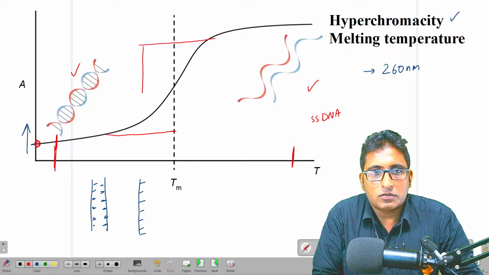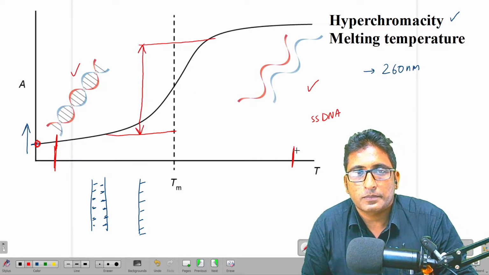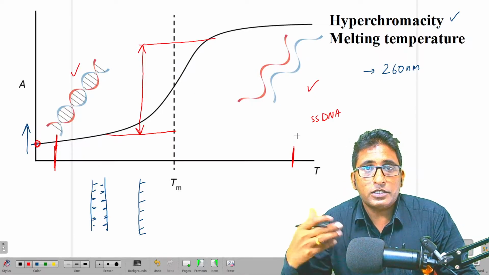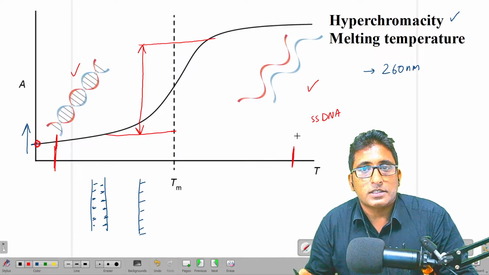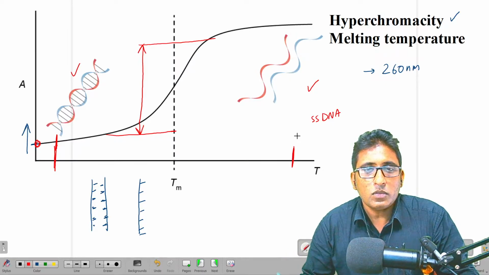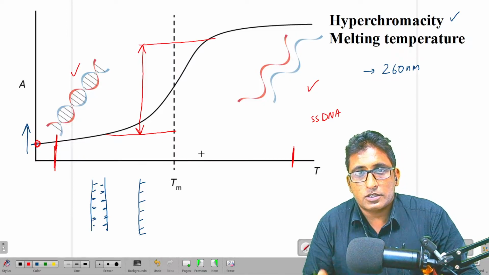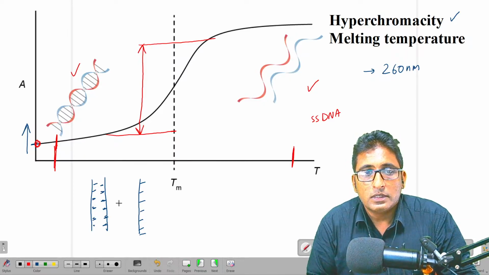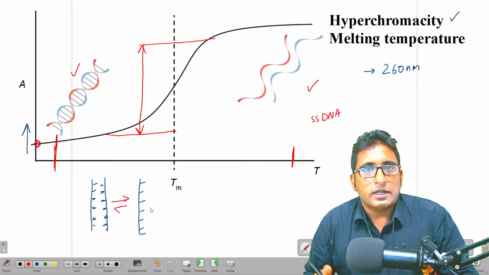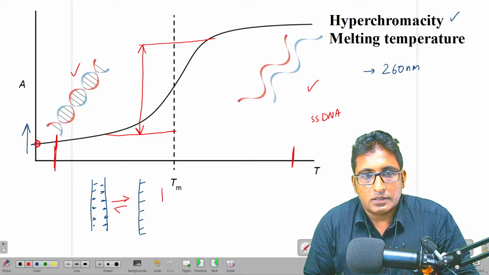This is the amount of change in the absorbance at 260 nanometers. That increased absorbance is referred to as hyperchromicity, or the hyperchromic effect. In our situation here, we are using it to study the transition between double-stranded and single-stranded DNA.